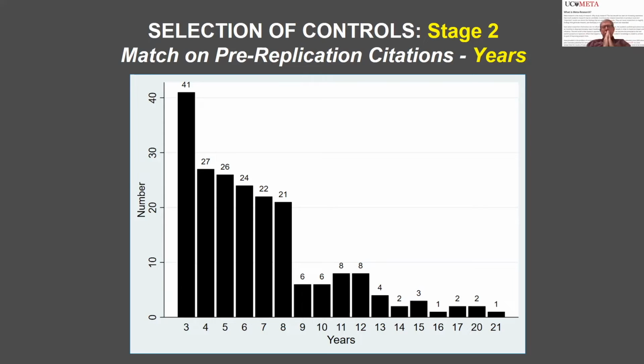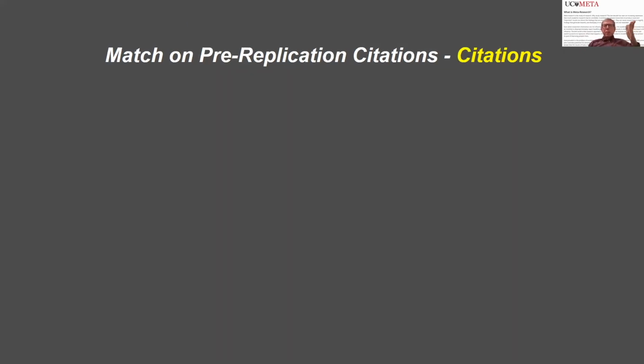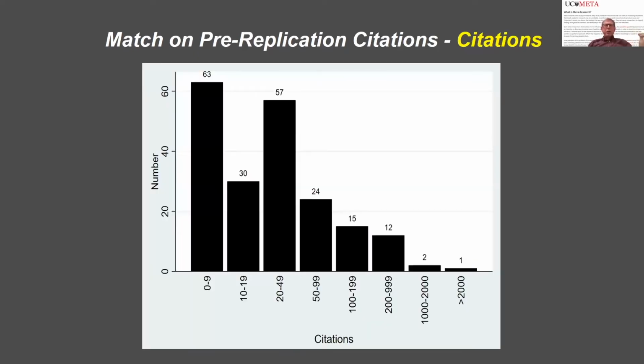And most of our studies will have 5 years or less. So that gives you an idea of the distribution for the citation histories that we have. And the second dimension we want to measure on or match on is the number of citations that the study had at the time the replication was published. And once again, we have a wide diversity.